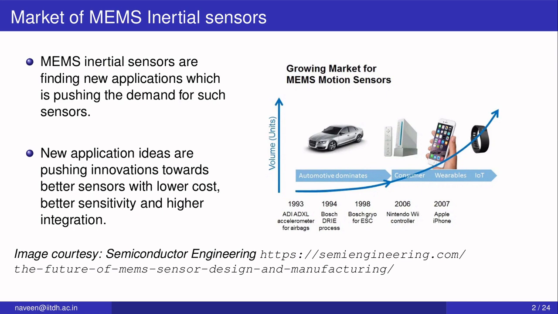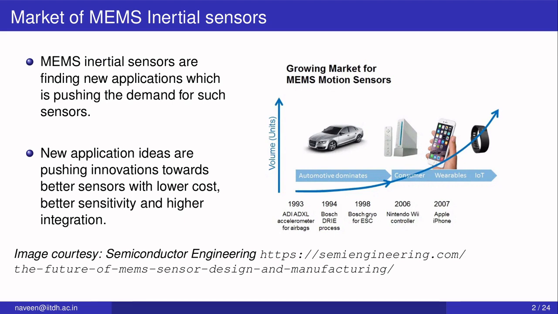So we have seen that MEMS inertial sensors are finding new applications because of miniaturization and the advent of handheld electronics and IoT devices. A lot of new applications of MEMS sensors have started coming up, and these have fueled new research on how to improve sensor performance, reduce power consumption, and integrate them better. So we will see what types of MEMS sensors were there earlier and what new types are coming up.